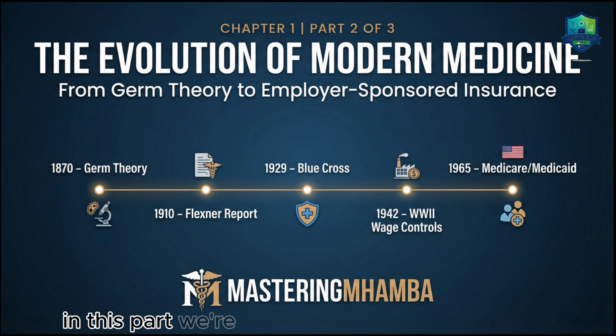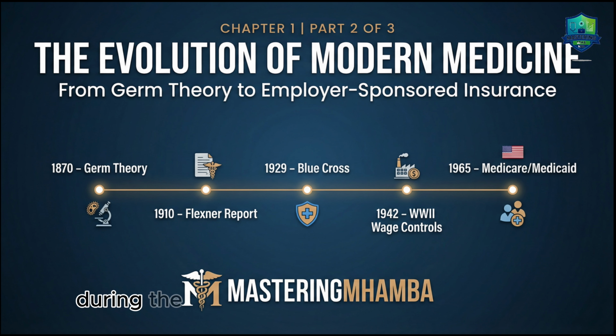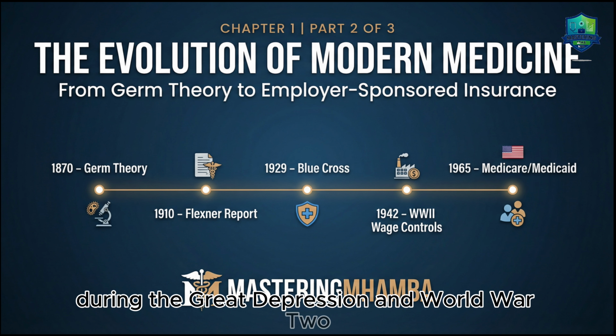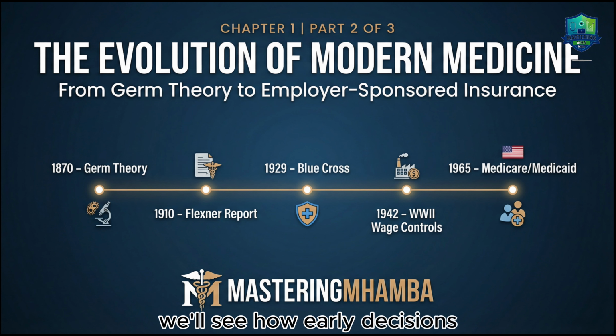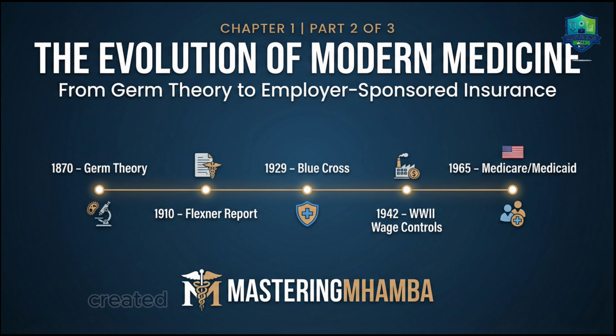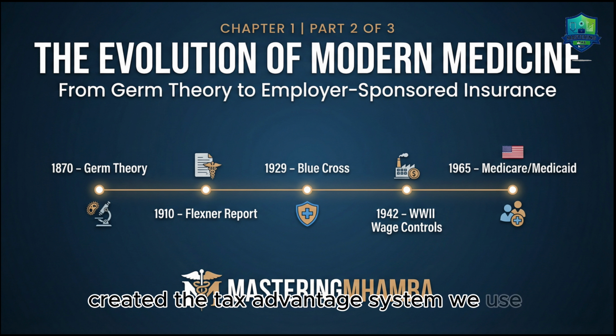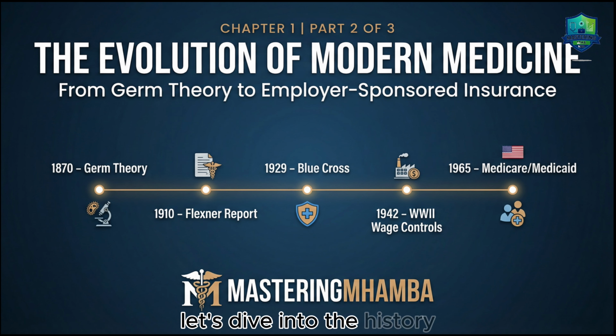In this part, we're looking at the historical forces that shaped modern medicine, from the discovery of germ theory to the rise of the modern hospital and the birth of health insurance during the Great Depression and World War II. We'll see how early decisions about employer-sponsored insurance created the tax advantage system we use today. Let's dive into the history.